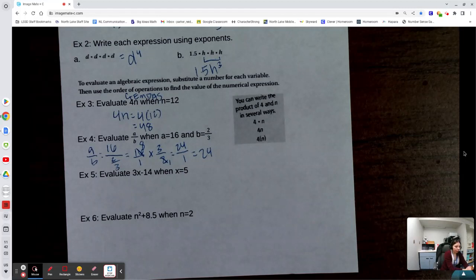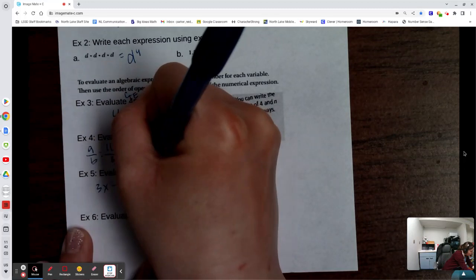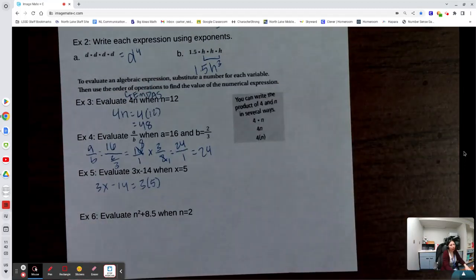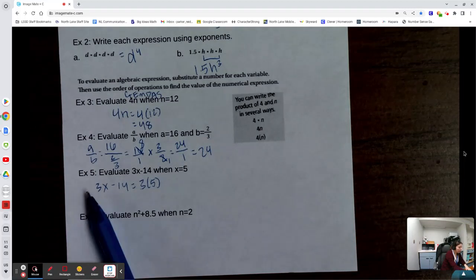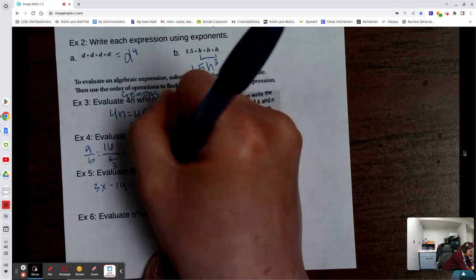Example 5, evaluate 3x minus 14 when x equals 5. So again, we're going to take x out. We're going to put 5 in. So 3 instead of x, I'm putting 5. But remember to either write times 5 or put it in parentheses, because 3x means 3 times x, and x is 5. 3 times 5 minus 14.